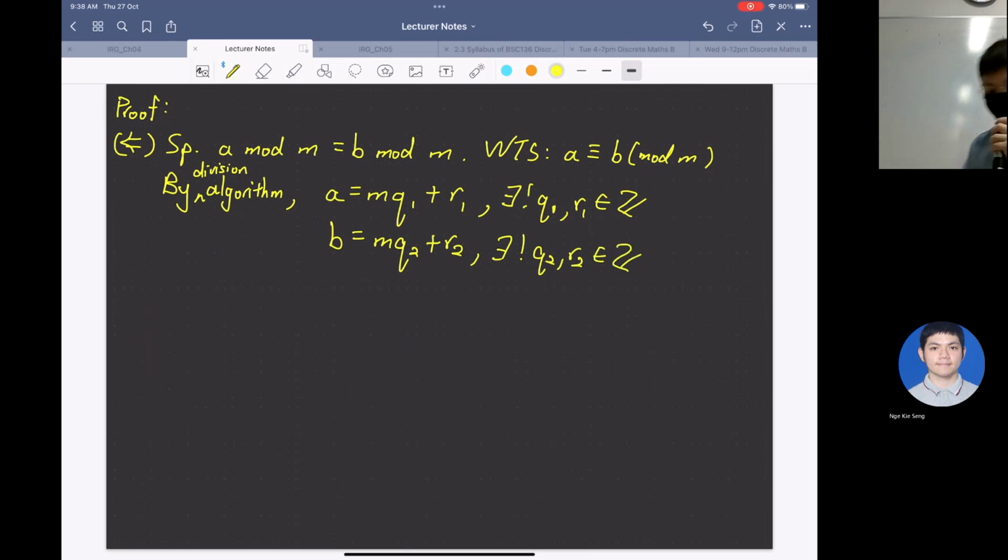Everything we introduce has a purpose behind it, which we need to use afterward. So we're using the division algorithm here. Actually we note that r1 is equal to r2. Why? Because r1 is the remainder of A mod M, but by assumption, A mod M is equal to B mod M.